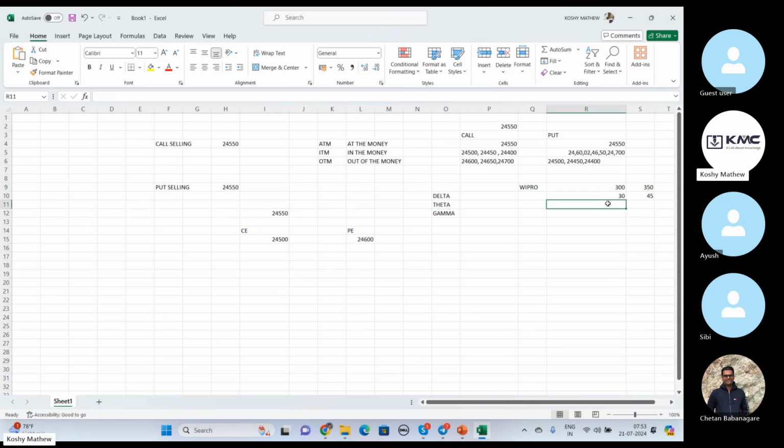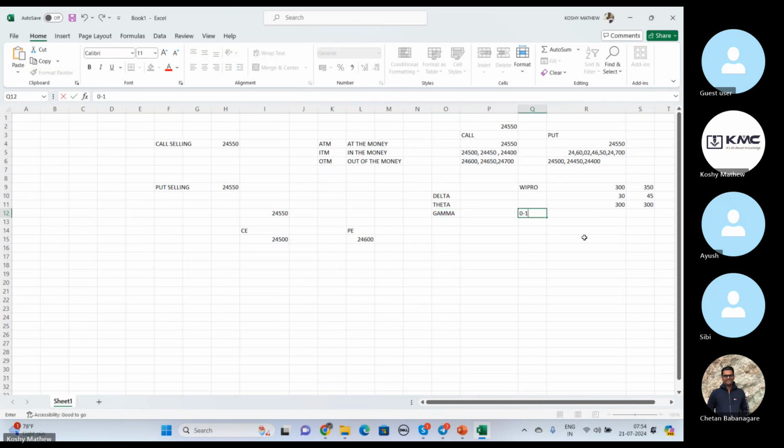Theta determines, for the premium you paid, what percentage erosion should happen, how much percentage it should be reduced if the stock price from 300 to 300 remains, for example, on the same day it has not moved, kept there. What is the percentage down from your premium that should be eroded, taken off? That is theta. Gamma value is from 0 to 1.